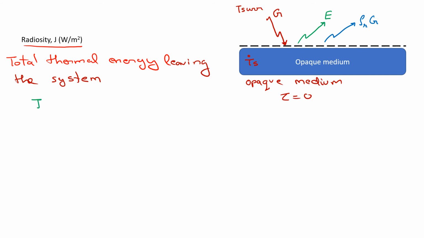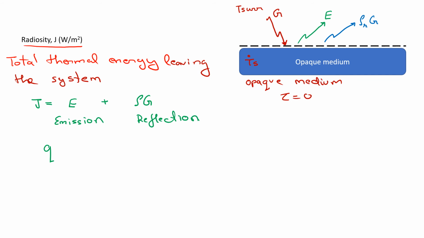So what will be our total radiosity? What is the total radiation that is leaving the system? It's the radiation that is emitted plus the radiation that is reflected. So it's the summation of emission and reflection. Okay, and that's the net radiation leaving. So this is the radiosity, that's the total radiation leaving.